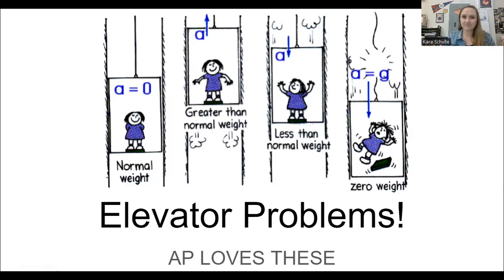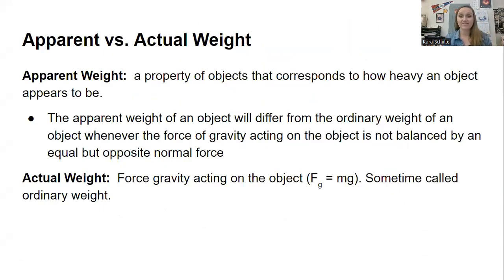We're going to jump into some of these and go over some of the terms that I'm using. One thing I want to point out, I'm going to use the term apparent weight. This is a property of objects that corresponds to how heavy an object appears to be. Now, your apparent weight might differ from your ordinary weight, like I said, depending on how the force of gravity is balanced or not balanced to another force.